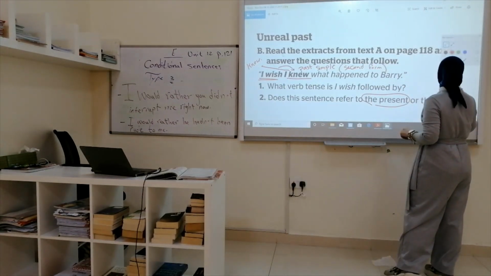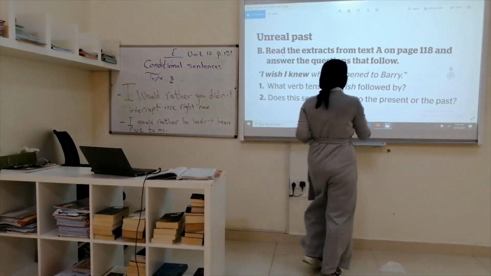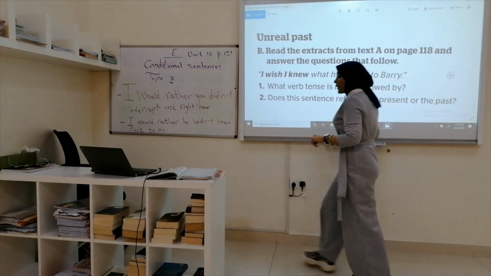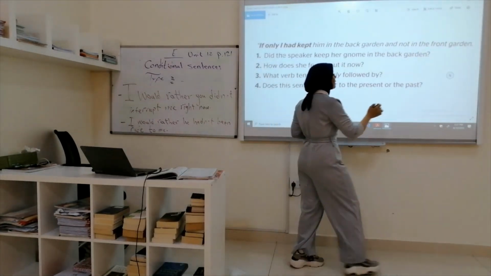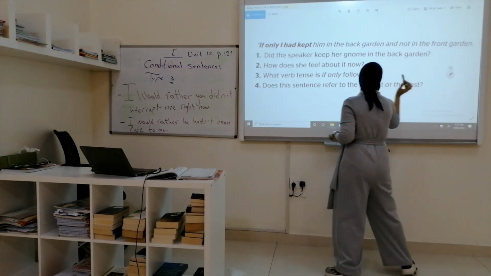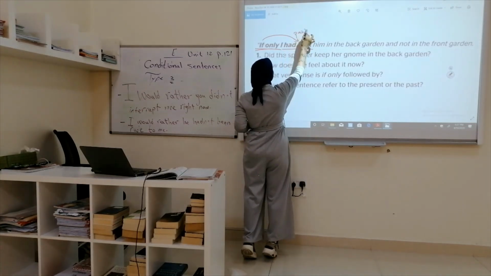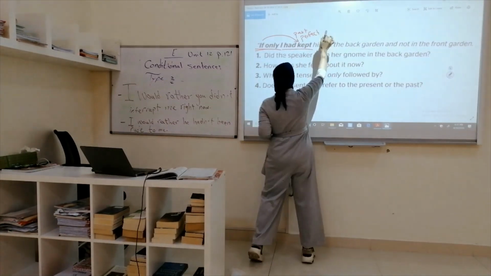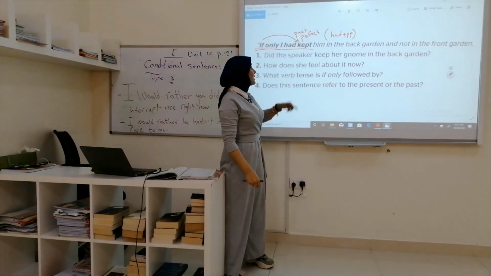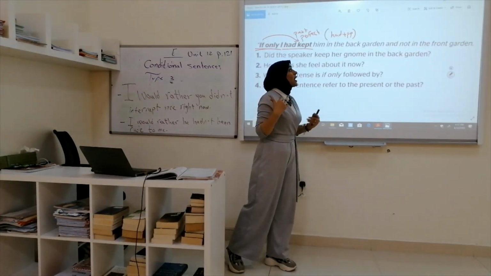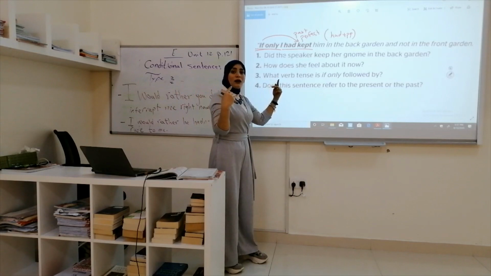Okay, let's go to the second sentence. If only I had kept him in the back garden and not in the front garden. Here, if only is followed with the past perfect. I said the past perfect in the previous session. What is the past perfect? So if only I had kept him in the back garden and not in the front garden.